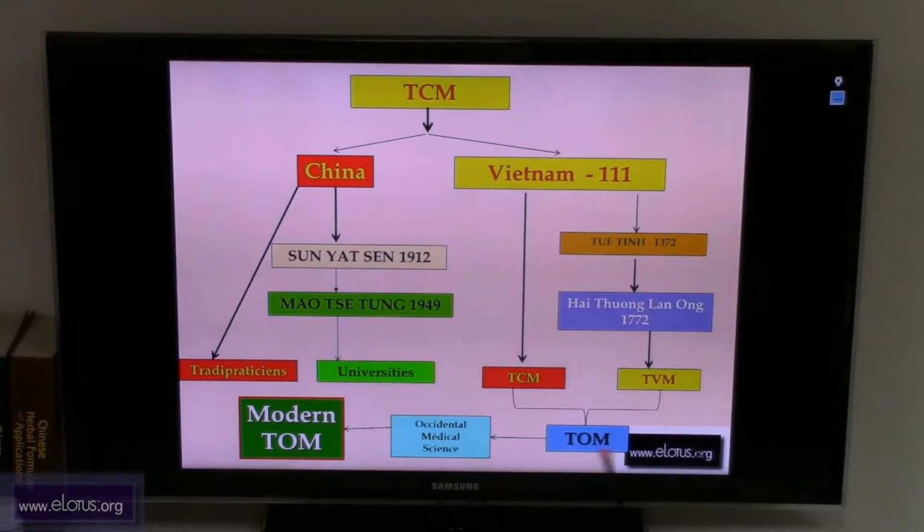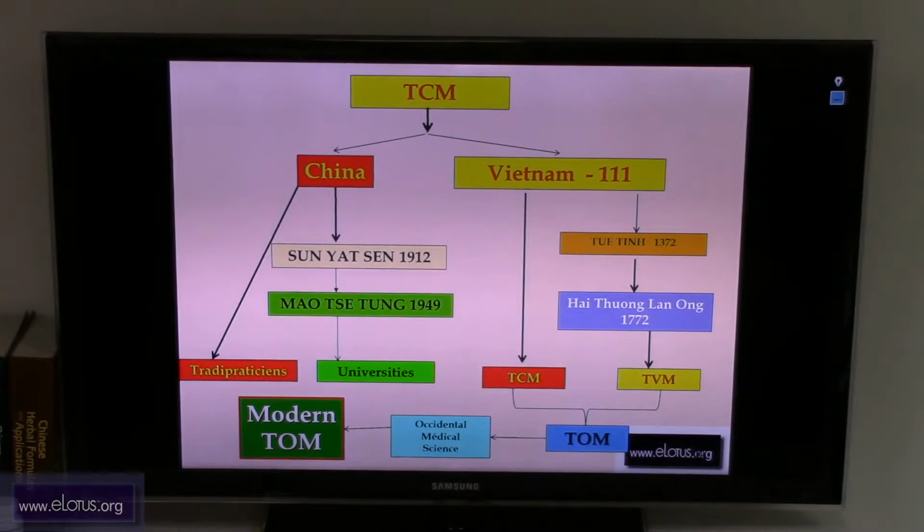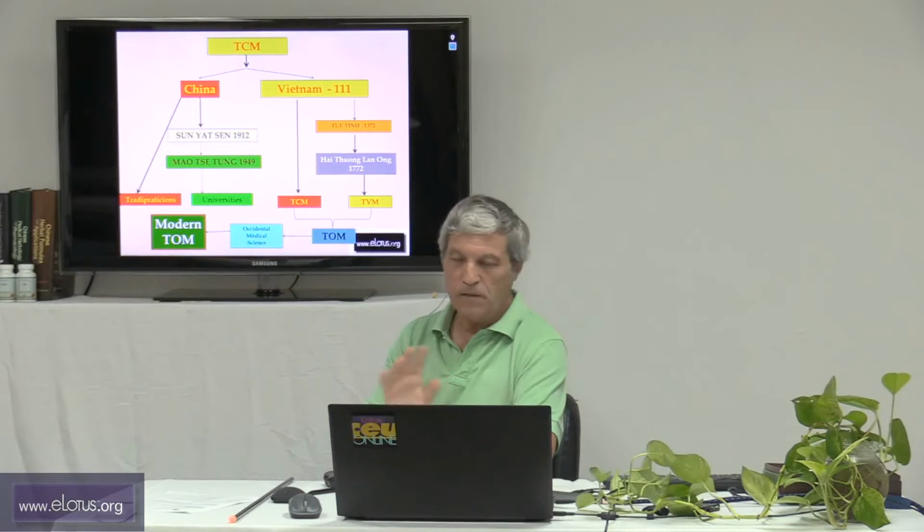But now we know Occidental medical science and modern medicine. And we can combine both traditional Oriental medicine and modern medicine. So now I'm speaking about modern traditional Oriental medicine. There is no problem between the two medicines. We speak about the same thing. No difference, no opposition, it's the same.